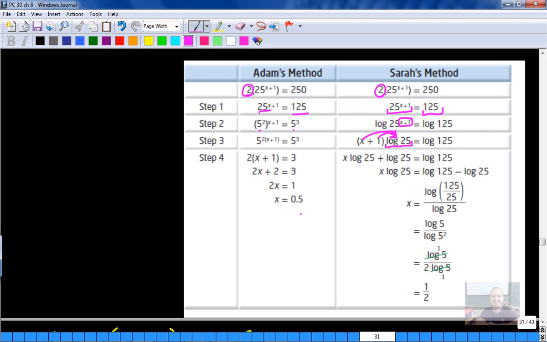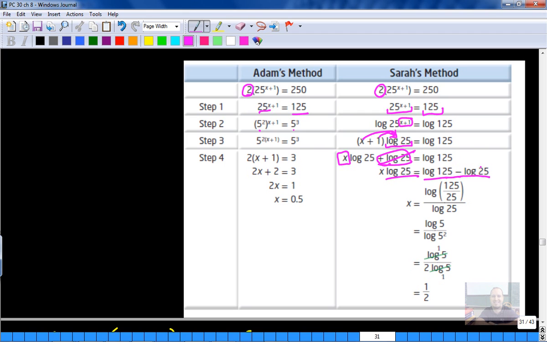Okay? So this is where you want to get x all by itself, so you eventually have to solve for x. And so you split the logs up here. Now we're going to subtract this log of 25 off. That's where it goes over there. You're going to divide by log of 25, both sides. Okay? And they use some rules here.